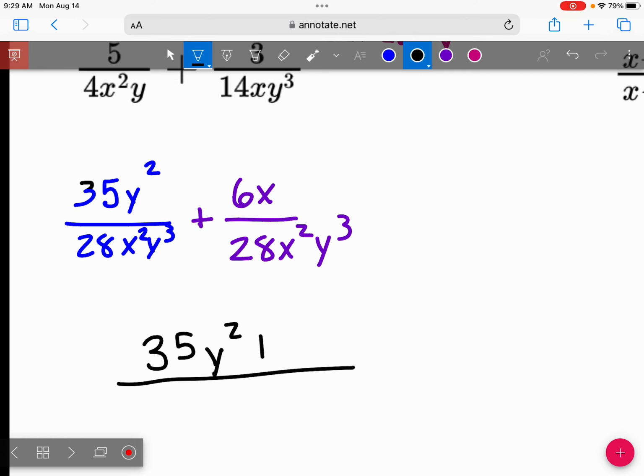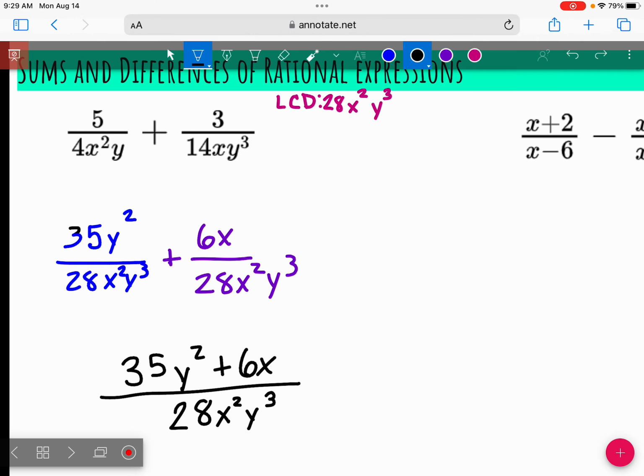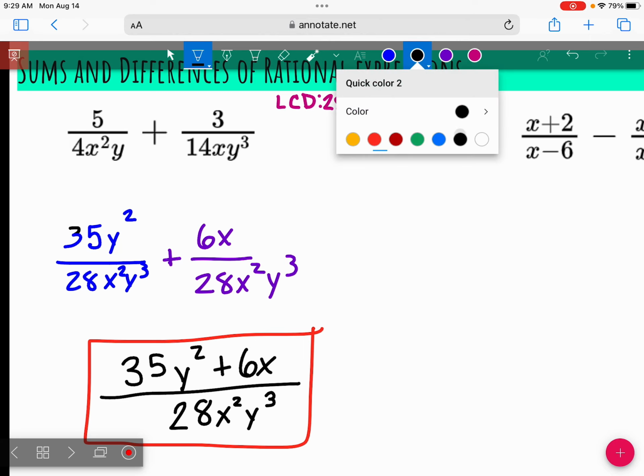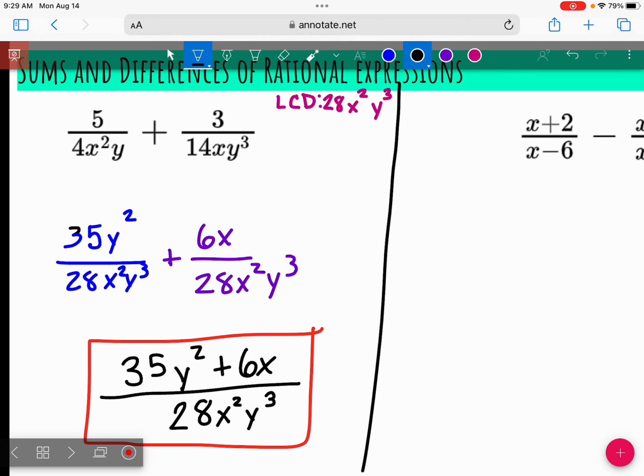35y squared plus 6x over our common denominator of 28x squared y cubed. That is how we add them together. Get to that common denominator first. You got to have a common denominator first.